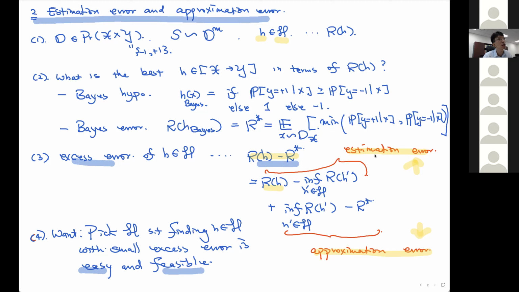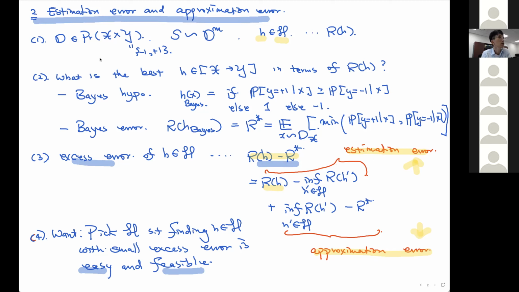So if this hypothesis set becomes rich, reducing the estimation error is going to be difficult. If you want a good learning algorithm, all we have to do is pick a hypothesis set that gives a good balance between the estimation error and the approximation error. It has to be rich enough so that the approximation error is small, but at the same time not too complicated, so that it's easier to reduce the estimation error based on the sample.